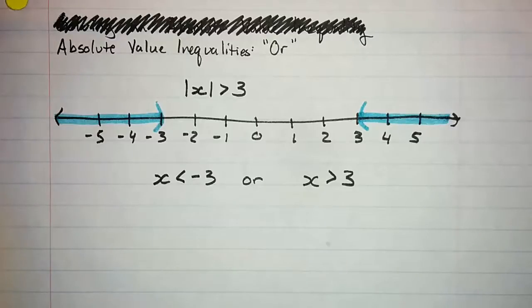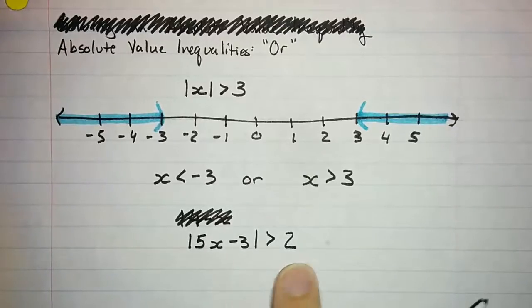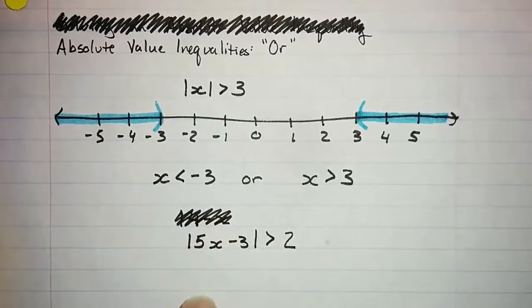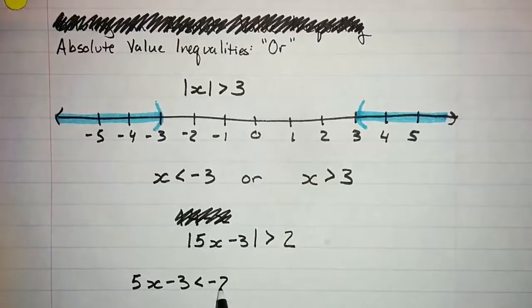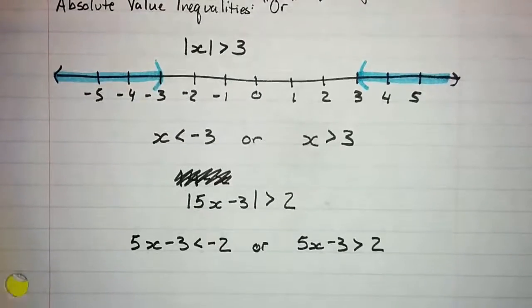What do we think? Does this pattern hold if I have something like the absolute value of 5x minus 3 is greater than 2? Well, that's saying the distance from 5x minus 3 to 0 is more than 2. How can that happen? Well, it can happen if 5x minus 3 is too far to the left, or if 5x minus 3 is too far to the right. Obviously not both. We can't be both too far to the left and too far to the right. We can only be one or the other.